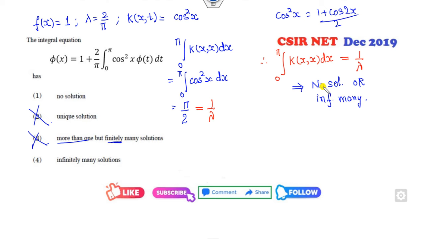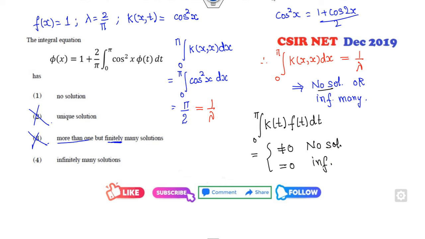Now, how can you check for the unique solution and no solution? That means integration from a to b of K(t) into f(t). Fine, you can solve this integration. If this is not equal to 0, then we call it no solution. If it is equal to 0, we call it infinitely many solutions. Now, firstly, what is K(t)? Look at the kernel. Which function depends on t? Nothing. So that's a 1.